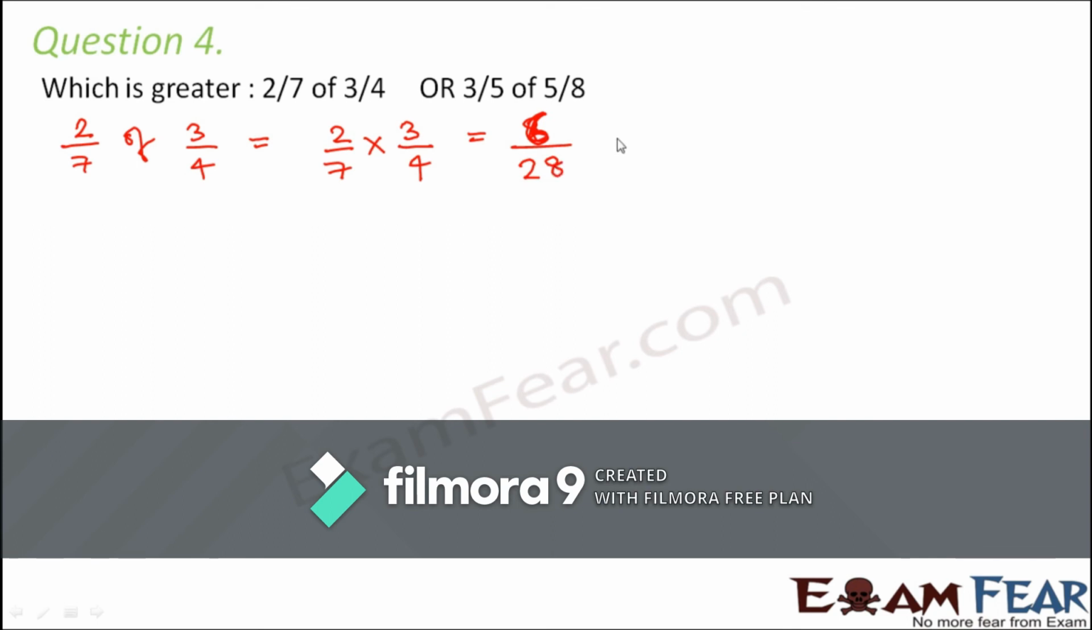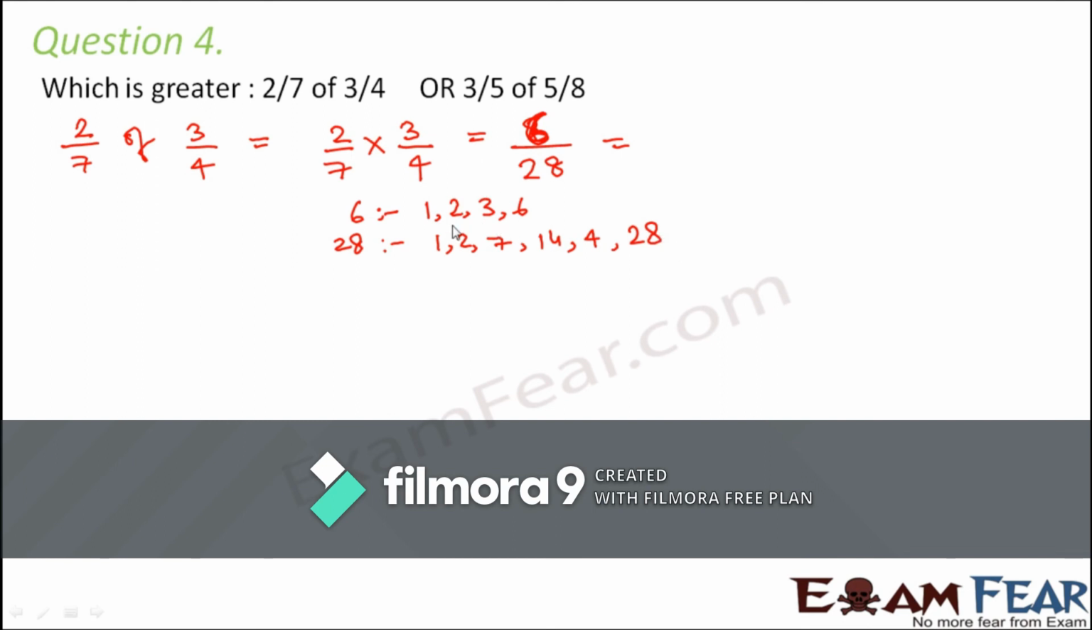So we can reduce it to its lowest form. So how can we reduce it? So let's write the factors of 6. 1, 2, 3 and 6. Let's write the factors of 28. That is 1, 2, 7, 14, 4 and 28.